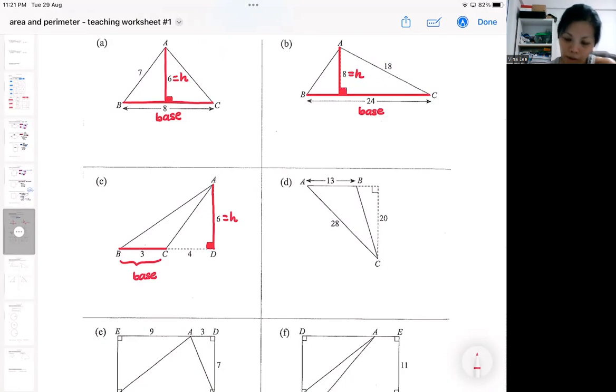Again, this one is a slanted one. The base is here. The height is here. They are perpendicular, but they are not attached to each other. So this is the height, and this is the base.